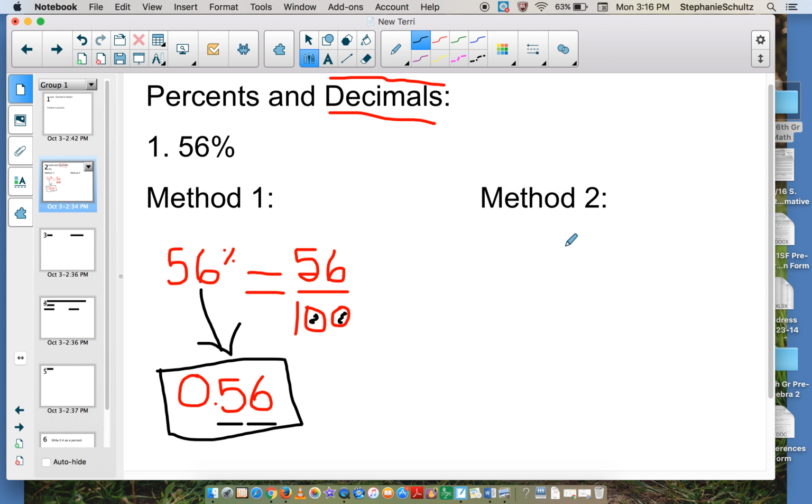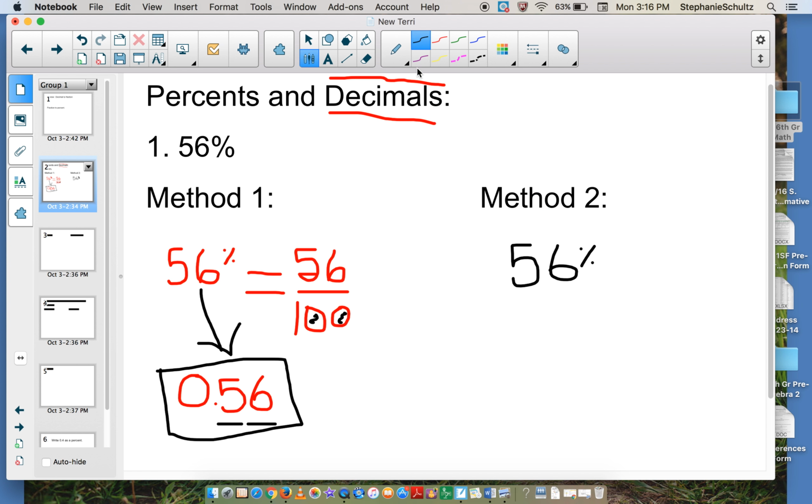So go ahead, we're going to scoot on over to method 2, which again, like I said, is going to seem maybe a little bit easier. But we have to remember some rules. So we had 56% again. So I'm getting a little better at this drawing thing. I have 56%.